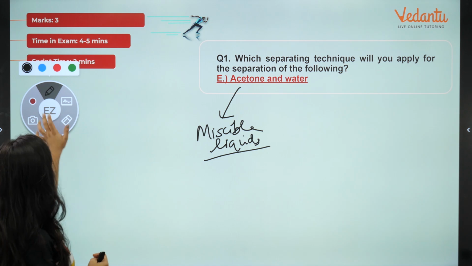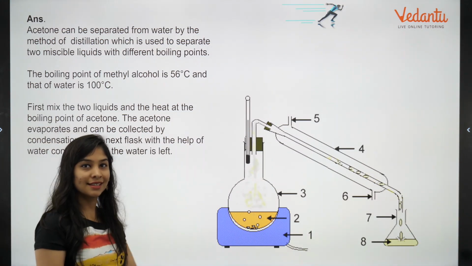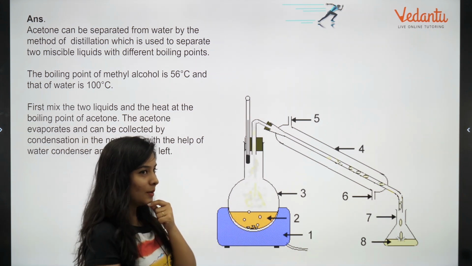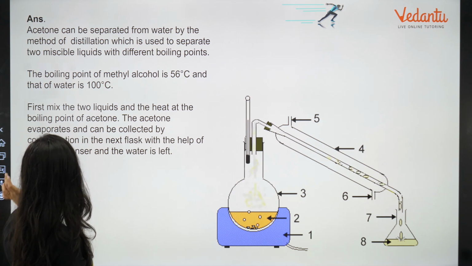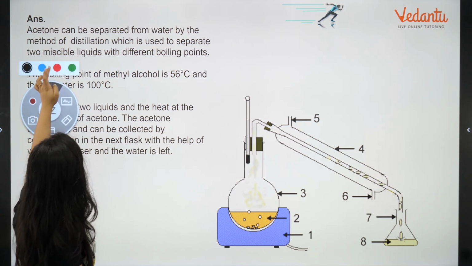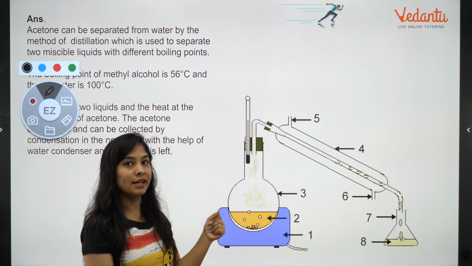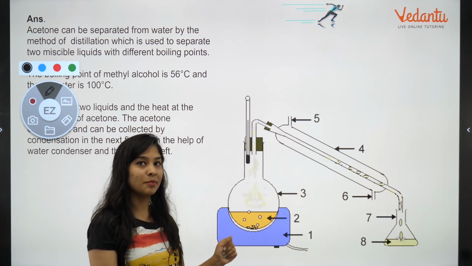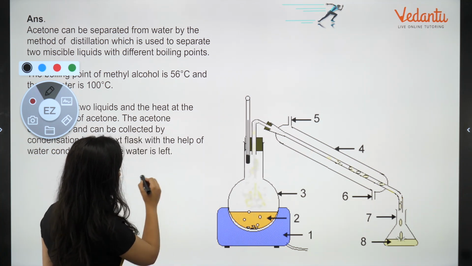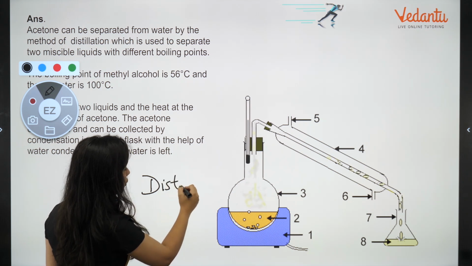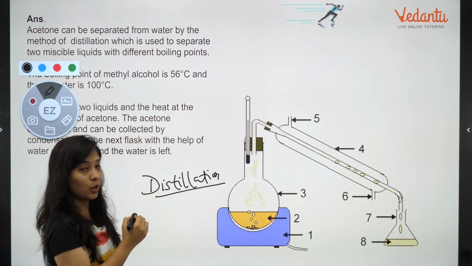So the answer to the question is going to be there on your screen right now. This is the answer. Now you'll be like, ma'am, how is this the answer? Let me help you understand how this is the answer. This apparatus, or this technique, has a particular name known as distillation. Distillation is a very good technique to separate two miscible liquids.